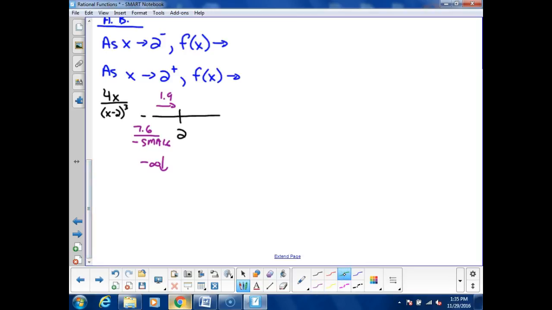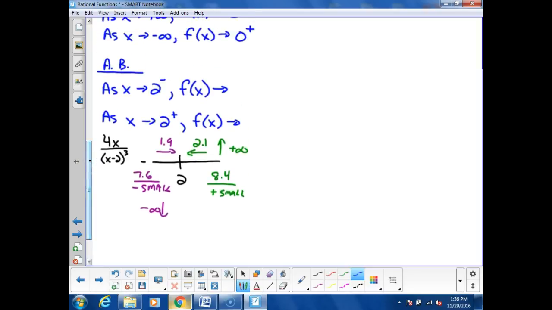Now, let's come in from the other side. 2.1. 2.1 times 4 is 8.4. 2.1 minus 2 is 0.1. 0.1 cubed is positive, but really small. A positive number divided by a positive small number is going to be positive. So it's going to go shooting up to positive infinity. So my asymptotal behavior here becomes: as I'm coming from the left, I'm going to negative infinity. As I'm coming in from the right, I'm going to positive infinity.